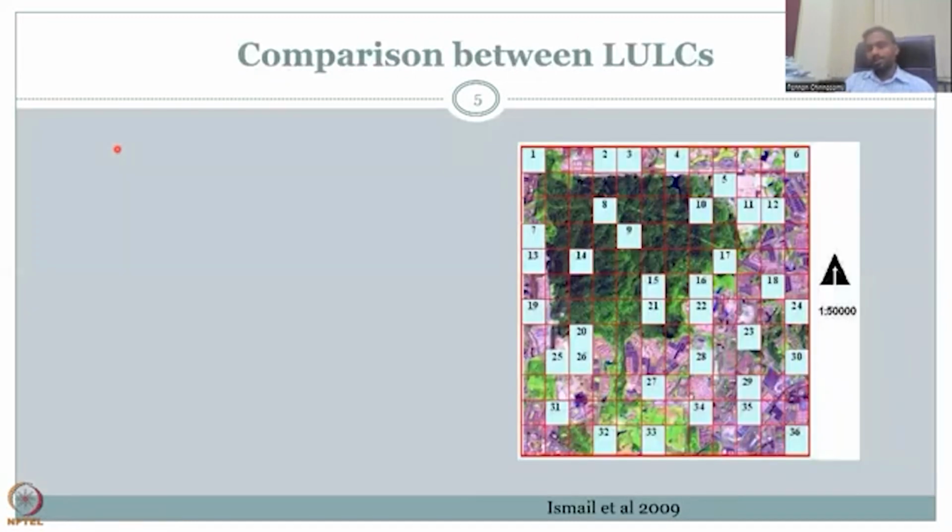Let's look at some examples. In this study, we see that Ismail has taken the image and gridded it, each pixel, and for each pixel you take ground truthing. So these are the references. As I said, you have to go to the field and collect spectral signatures. So they'll go to that single grid.